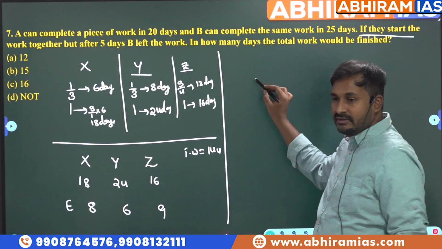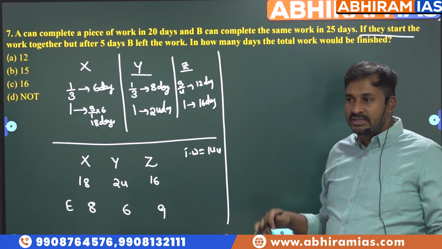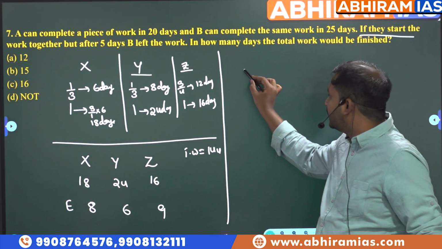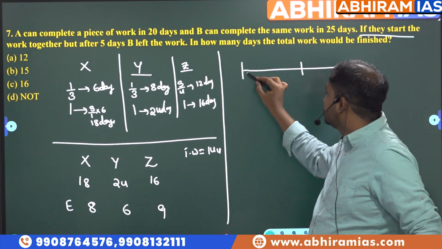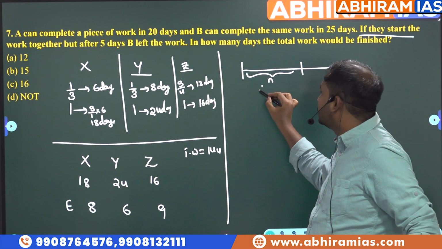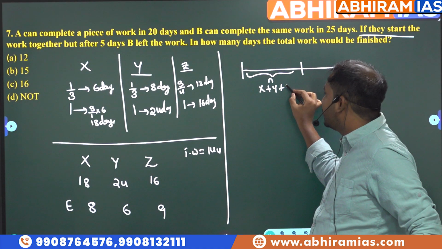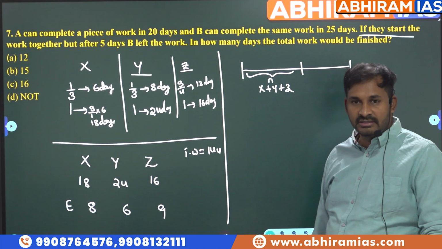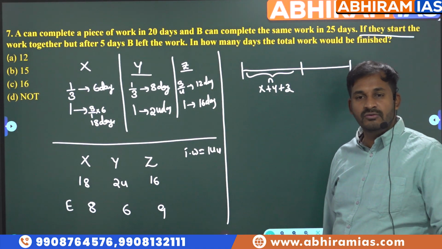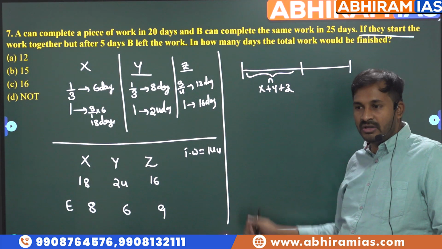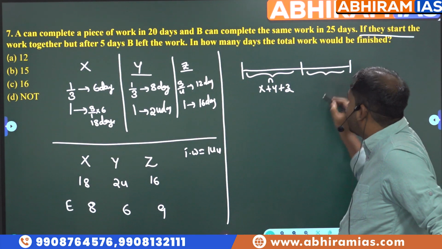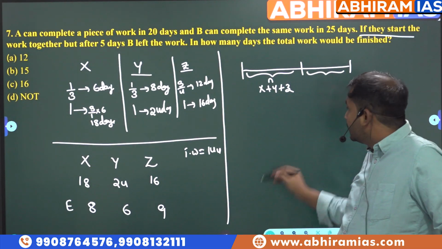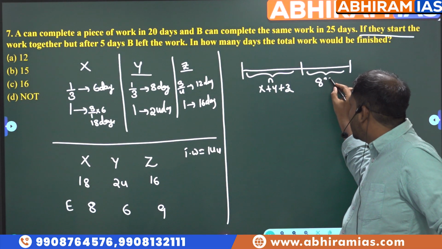Now timeline. Why? Because they are not working for the same duration. Now we will go for the timeline. What they are telling, for the first n days, who are working? All the three, x plus y plus z, all the three are working, and the remaining work was done by whom? Y alone. Why? Because x and z left the job. Y alone finished the work in how many days? 8 2/3 days.